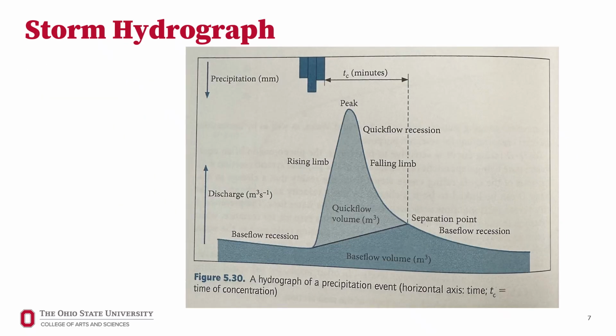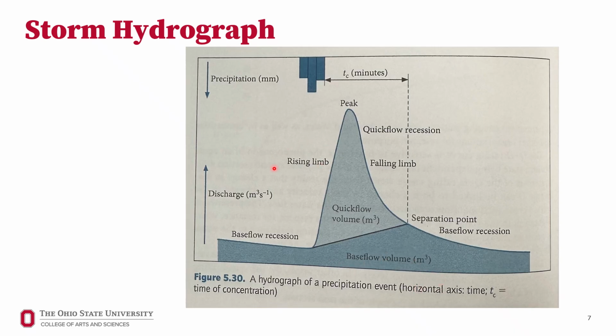This is a figure showing a storm hydrograph, a hydrograph of just one storm event in a river. The x-axis is showing time, whereas the y-axis is showing discharge of the stream. You'll notice that at the top of the figure we also see precipitation, indicating the timing and how many millimeters of precipitation occur. The base flow is the water that enters the stream from groundwater.